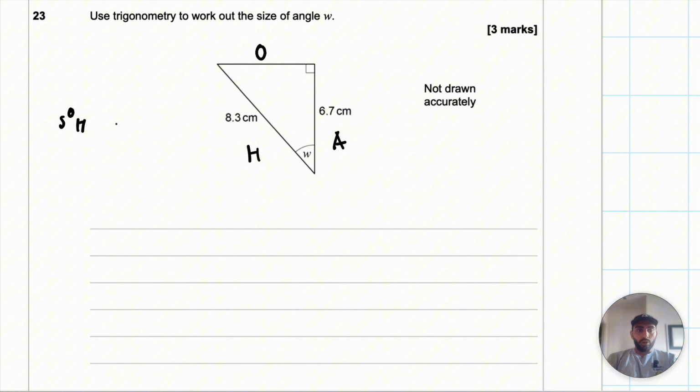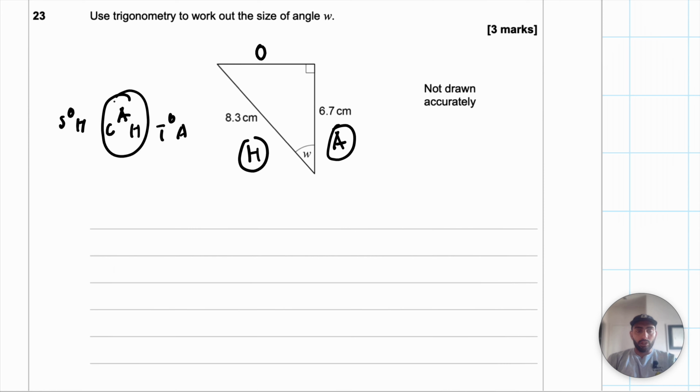I'm going to be using SOHCAHTOA. Just need to figure out which one we're using. Because we've got an angle, we look for the 2 sides that we have, and we've got H and we've got A. So which of these have H and A? That'd be cos. So we're doing cos of W. That's what we're trying to find out, is equal to adjacent over hypotenuse. So it'd be 6.7 over 8.3.